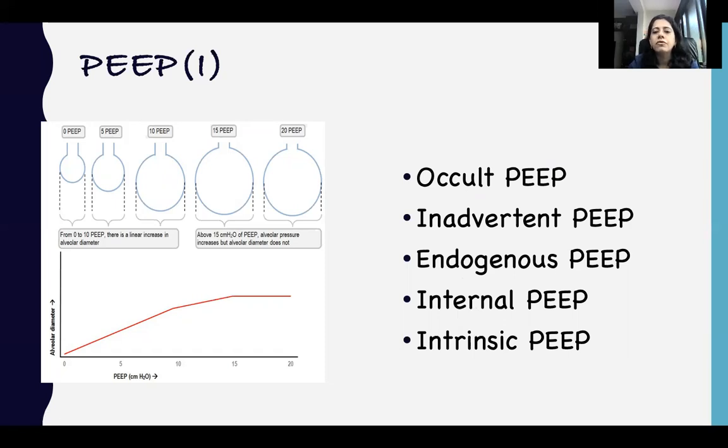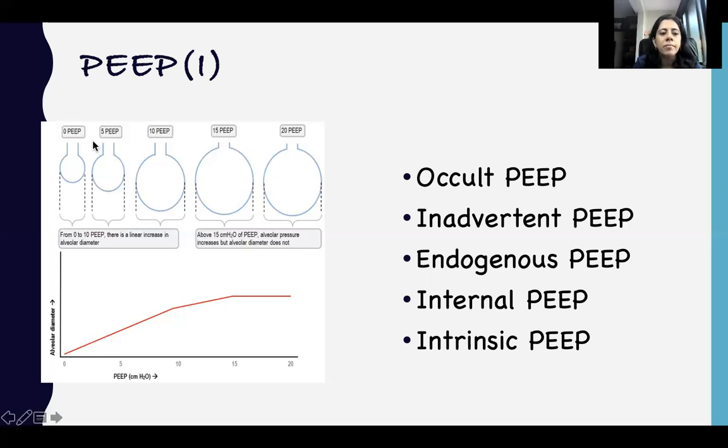So auto PEEP is defined as an inadvertent increase in the pressure in the alveoli above atmospheric pressure. It is the unintentional PEEP which occurs during mechanical ventilation when a new inspiratory breath begins before the previous expiratory flow has ended, or the previous exhalation is complete.